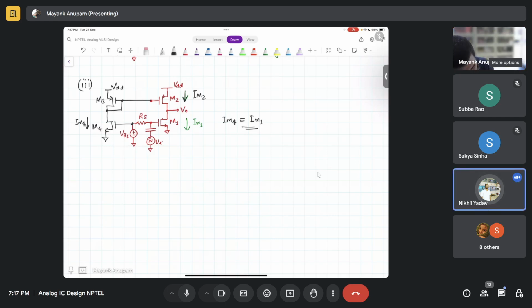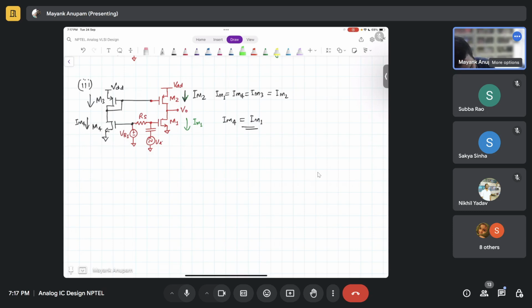Because gate and source are at the same voltage, and I have assumed channel length modulation is not present, this will be exactly the same. Im4 and Im1 will be exactly the same as each other. And Im4 is also the current flowing through M3. That same current through M3 is also going to flow through M2. So Im4 is equal to Im3 and Im1, and this is in turn equal to Im2, isn't it?